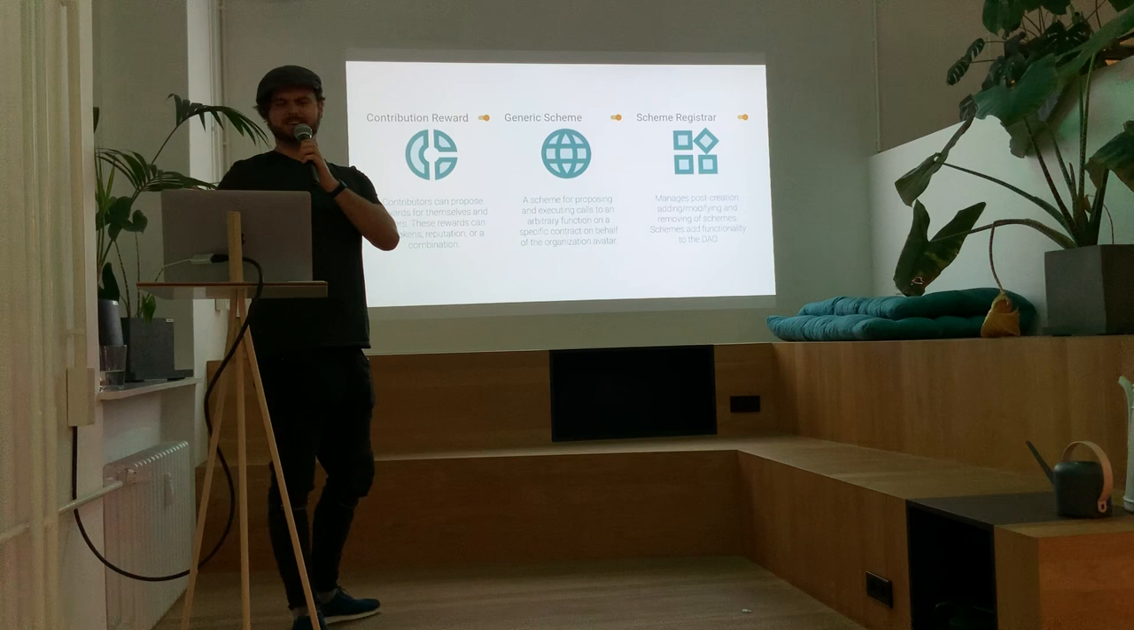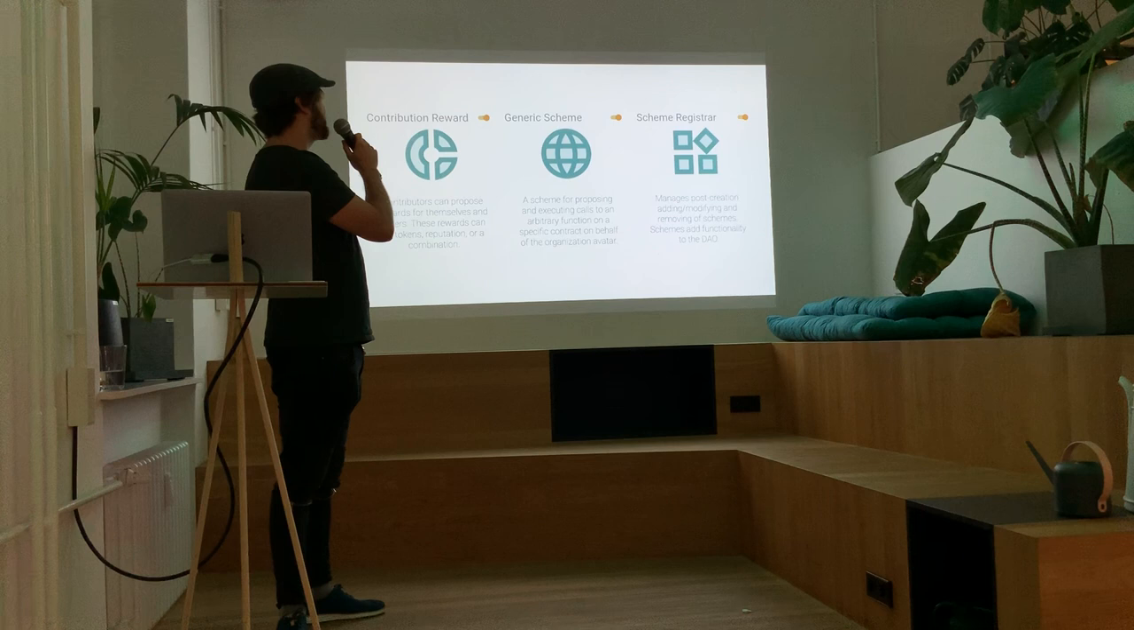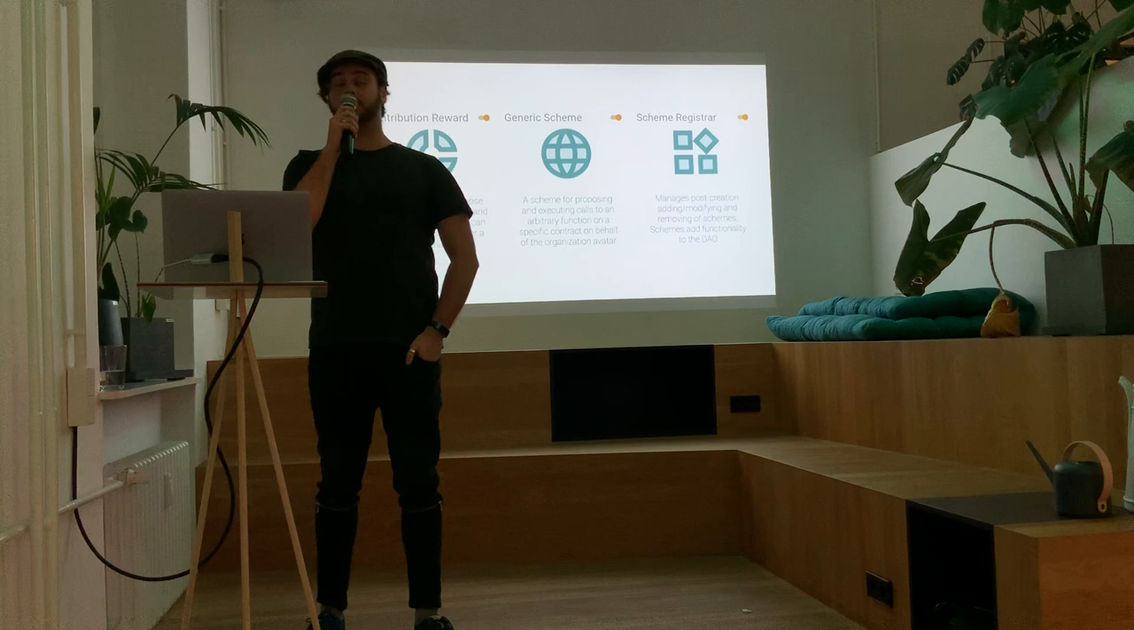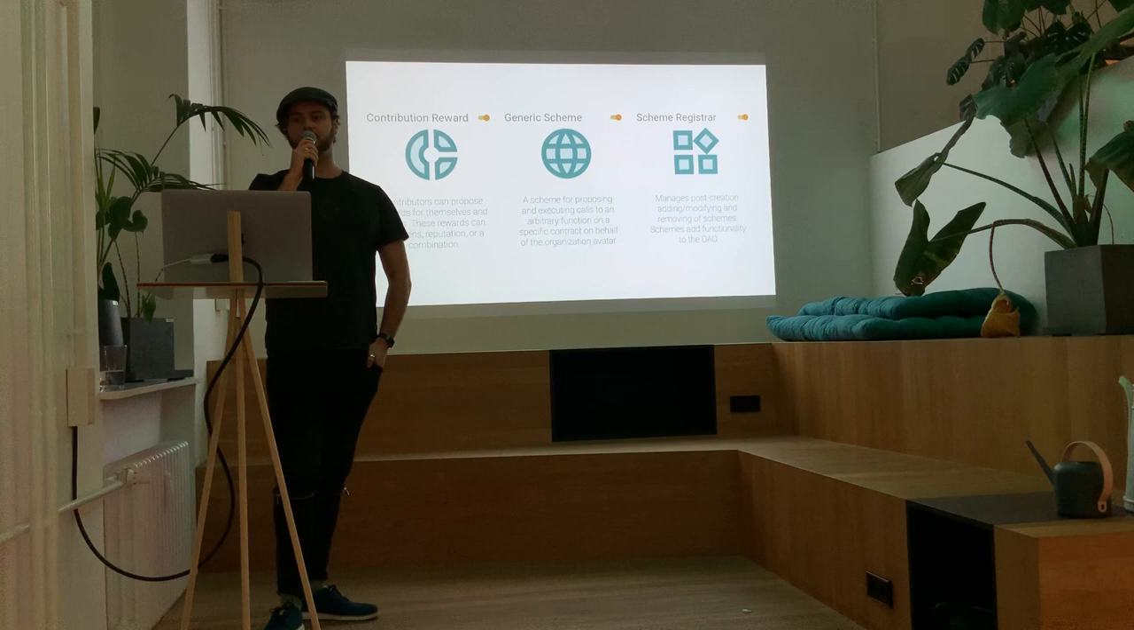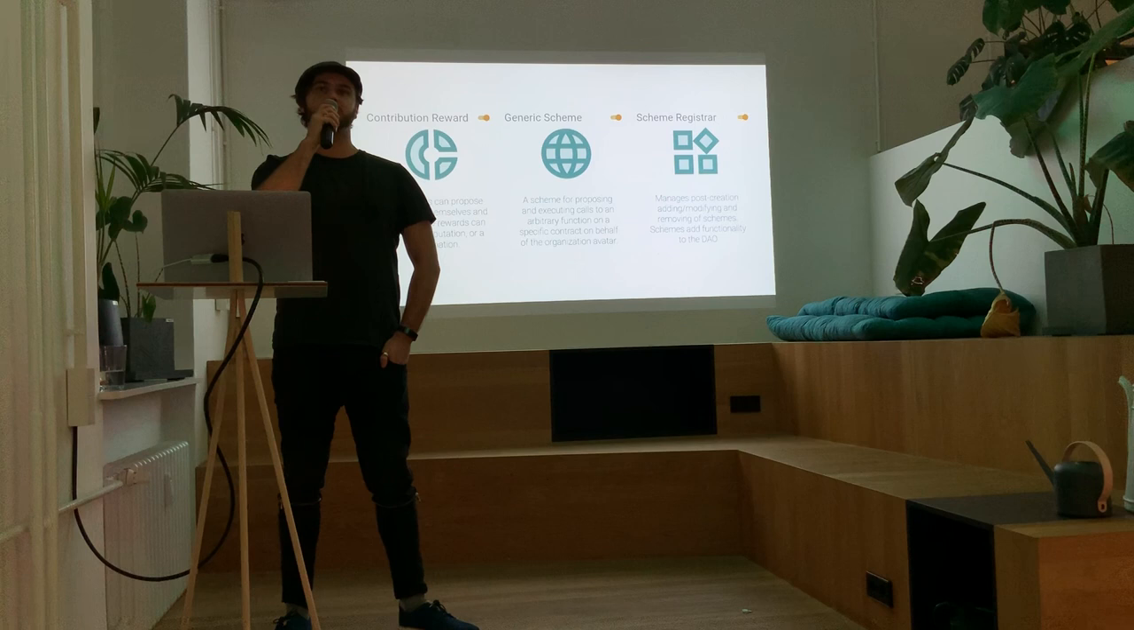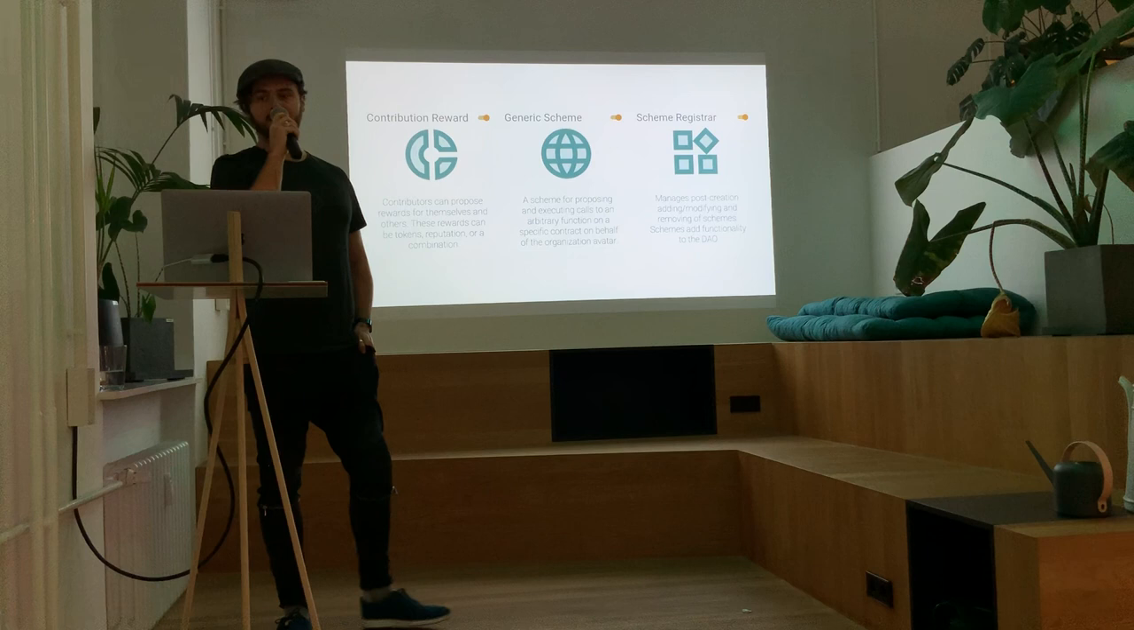I'll talk about it. So the dxDAO has three archetypical things that it can do. The first is it can distribute funds, or it can distribute voting power. We call that contribution reward. The second thing it can do is it can interact with other contracts on the Ethereum blockchain and do things with them, and we call that a generic scheme. And finally, it can register new modules to itself. It can upgrade the contracts that it controls, and we call that the scheme registrar.